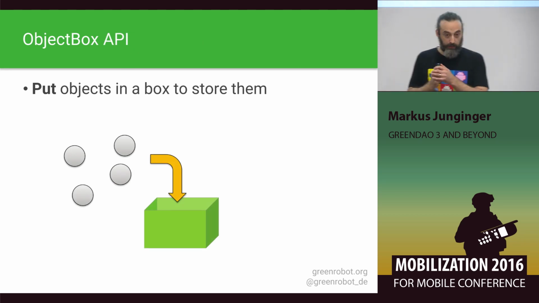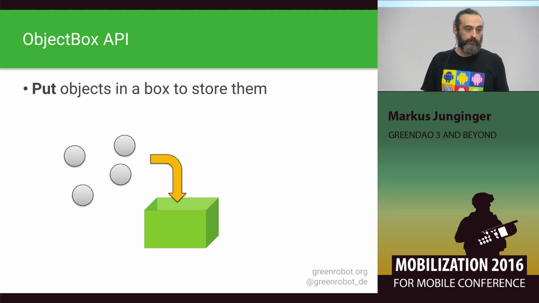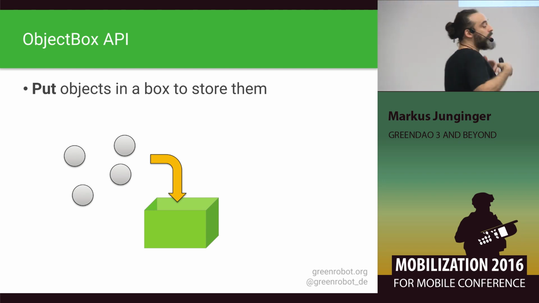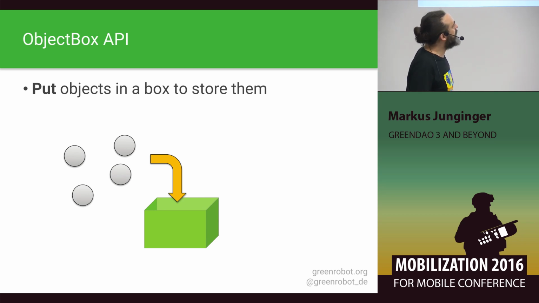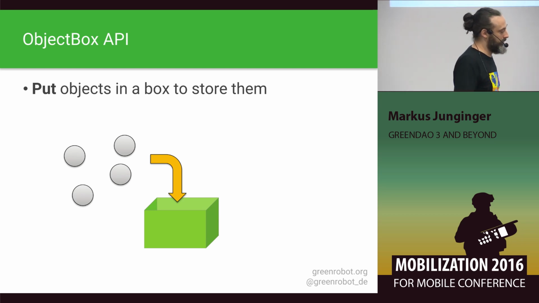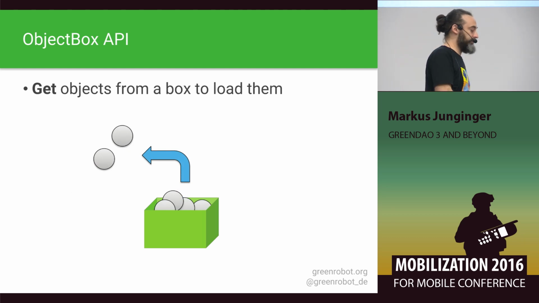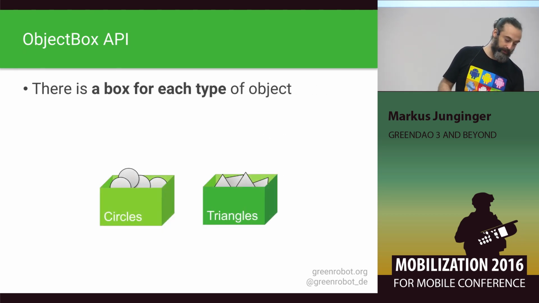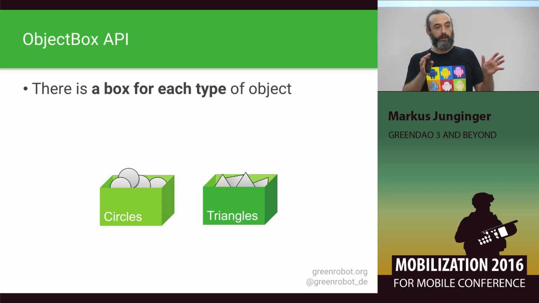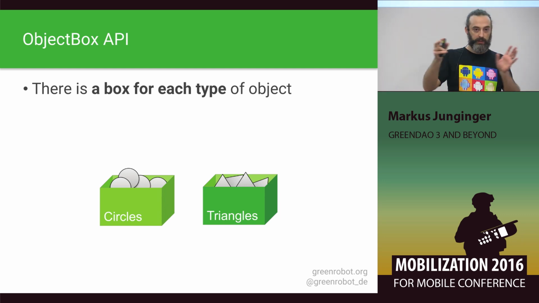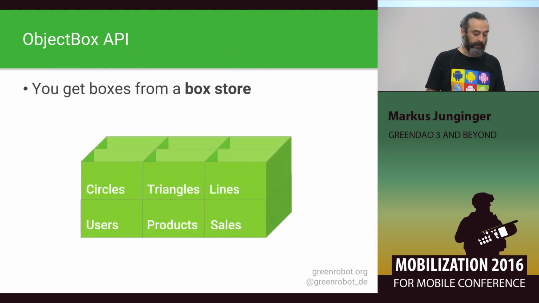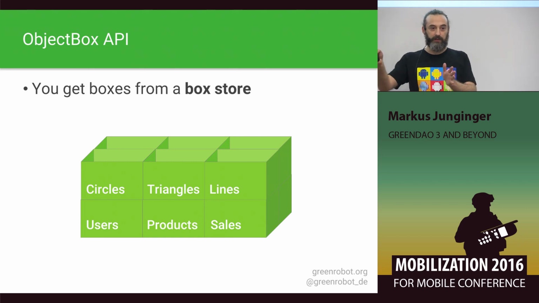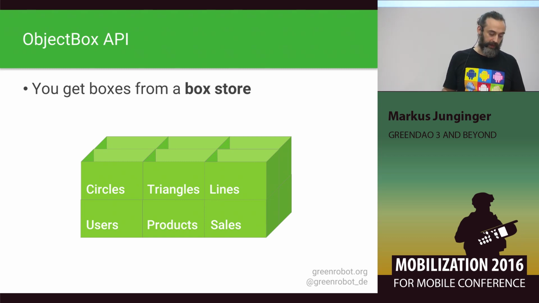So let's look at the API. You have some objects here, right? You want to store them. In ObjectBox, you put them in a box. You want to get them, you get them out of the box. And to delete them, you remove them out of the box. So this is also a straightforward API. And it's important to know that there's a box for each type. To get a box, you go to the box store and just say your type, and you will get a specific box for that.